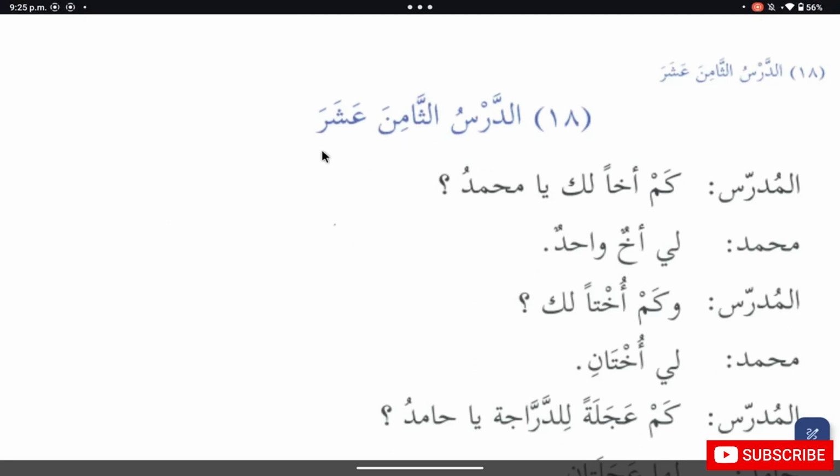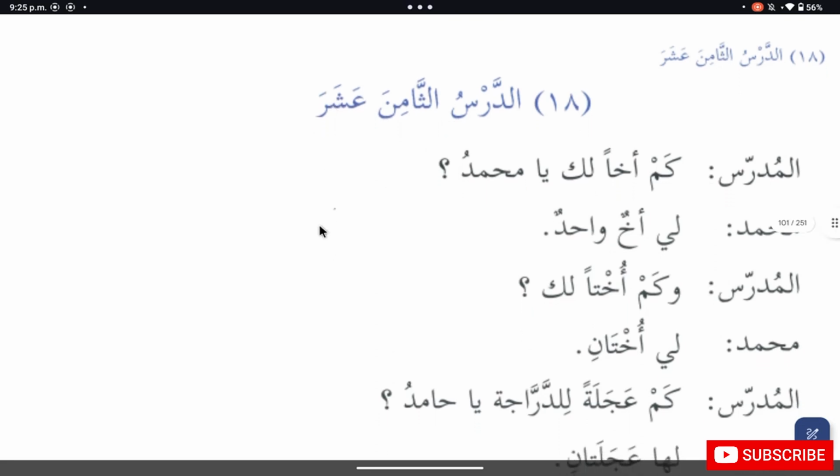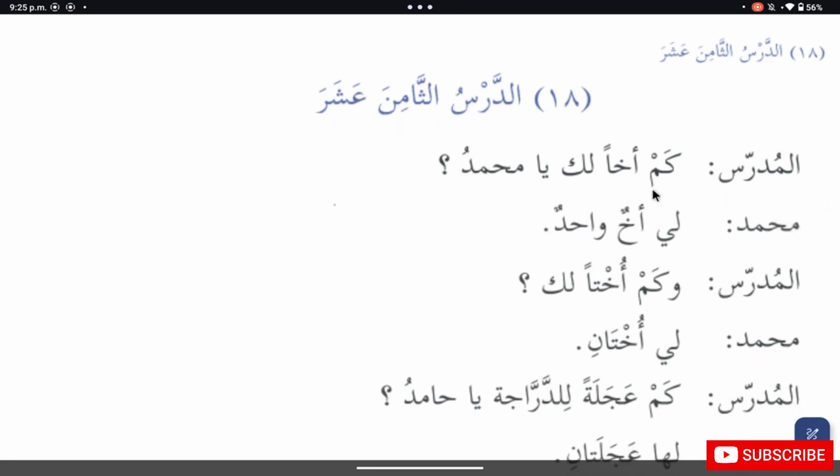الدرس الثامن عشر. This is the 18th lesson from Madinah Arabic Book 1. The Mudaris says, Kam akhan laka ya Muhammadu.